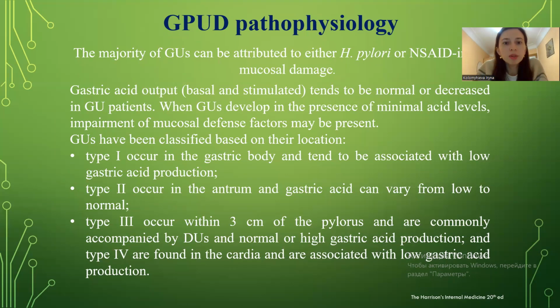Gastric ulcers have been classified based on their location. Type 1 occur in the gastric body and tend to be associated with low gastric acid production. Type 2 occur in the antrum, and gastric acid can vary from low to normal. Type 3 occur within 3 cm of the pylorus and are commonly accompanied by duodenal ulcer and normal or high gastric acid production. And type 4 are found in the cardia and are associated with low gastric acid production.